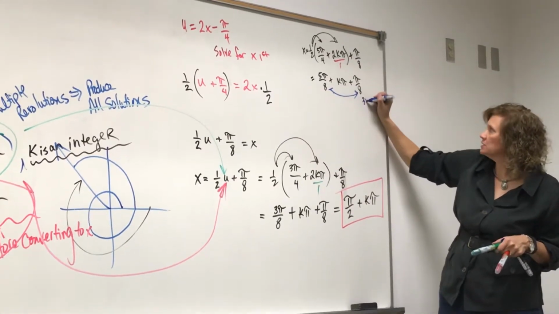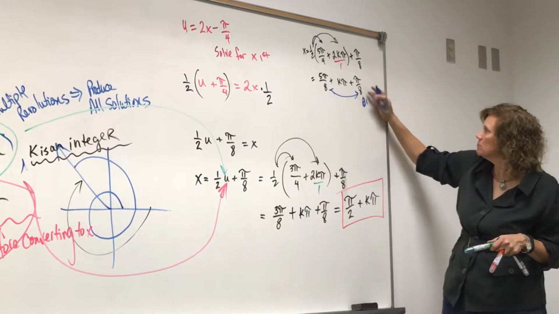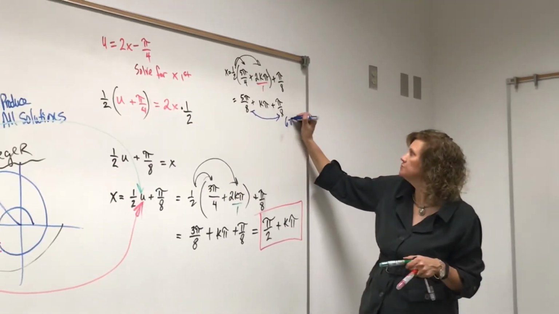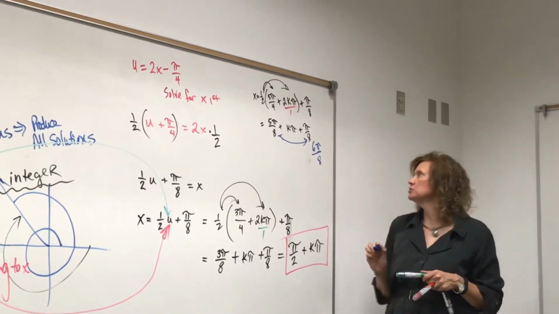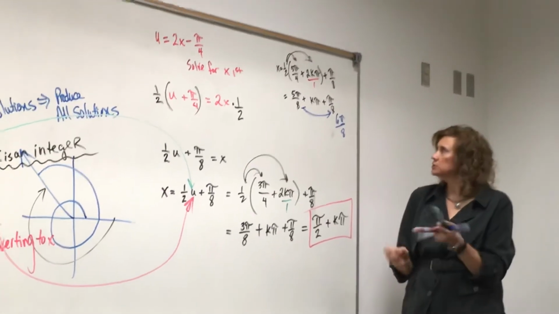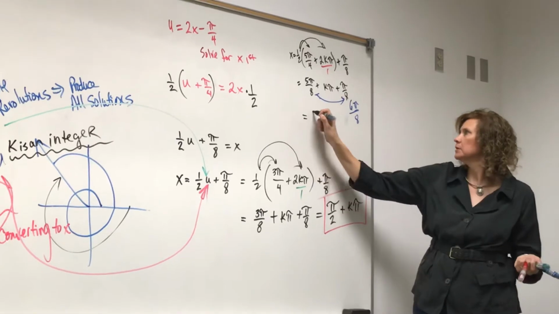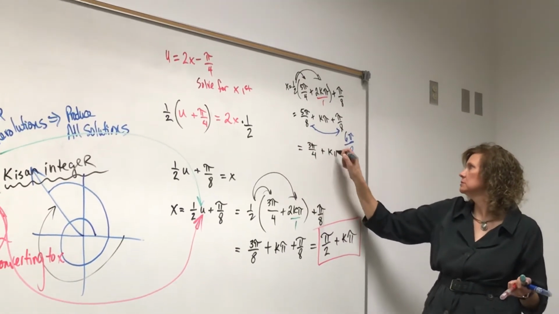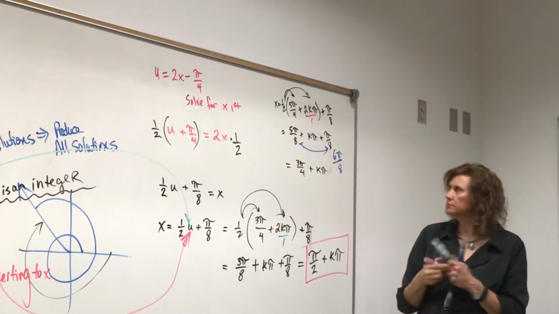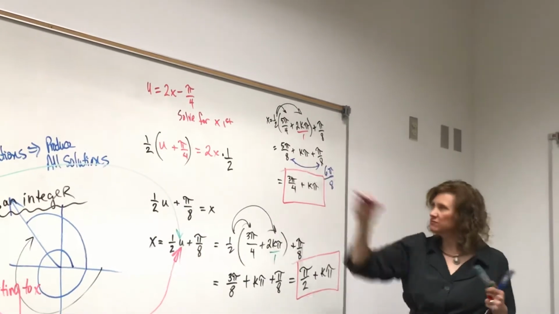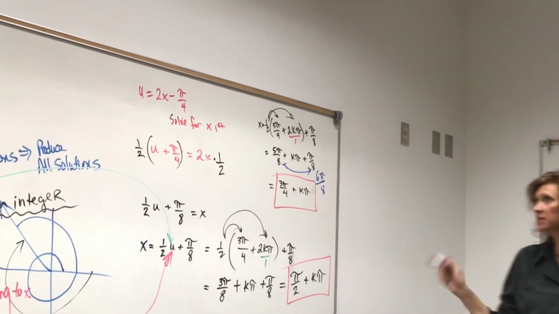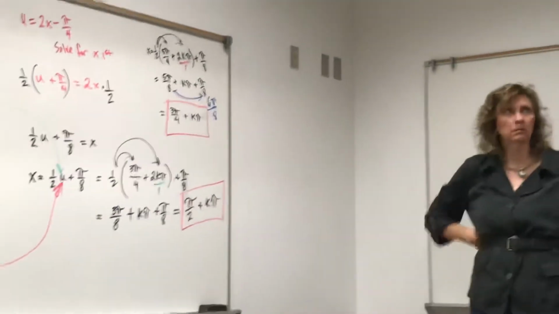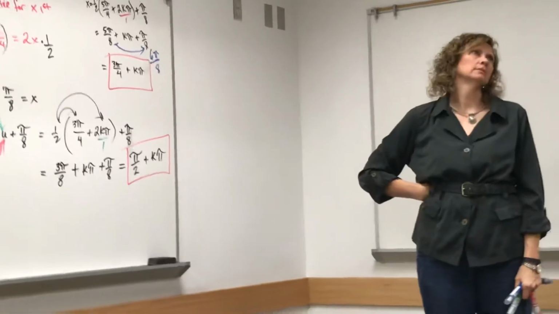Those two create 6 pi over 8, which reduces by 2 to create 3 pi over 4 plus k pi. And you have just expressed all of the angles for that cosine. Oh, dang it.